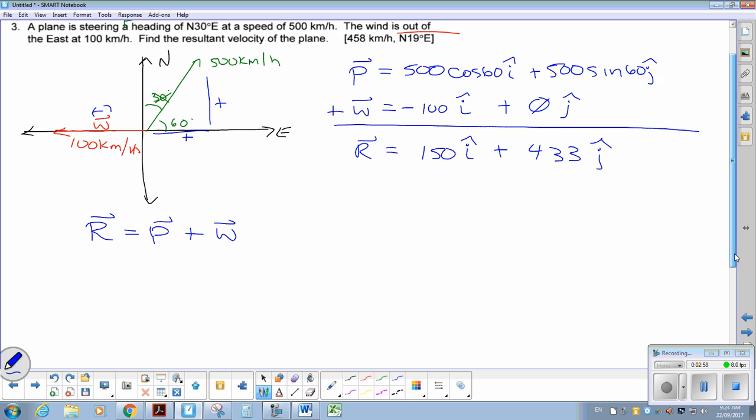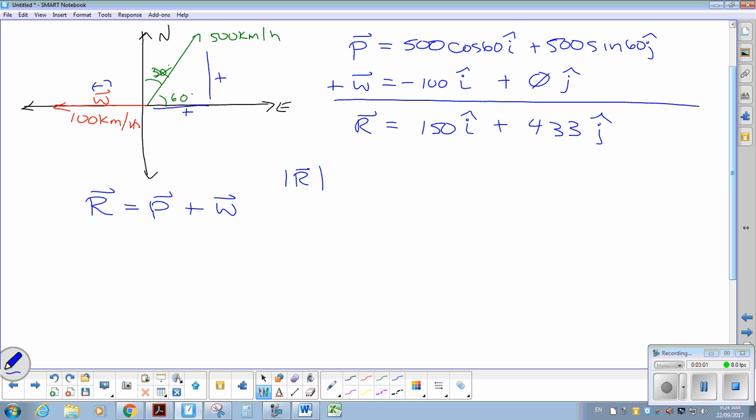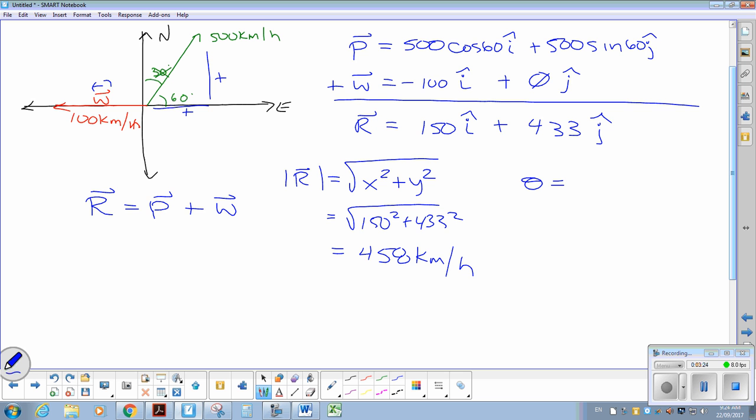Now I'm in that mode where I'm just going to find the magnitude of my resultant, which is the same every time: x component squared plus y component squared. When I plug 150 squared plus 433 squared into the calculator, I get 458 kilometers an hour. My angle is tan inverse of the y component over the x component: shift tan of 433 divided by 150, and I get, let's call it, 71 degrees.